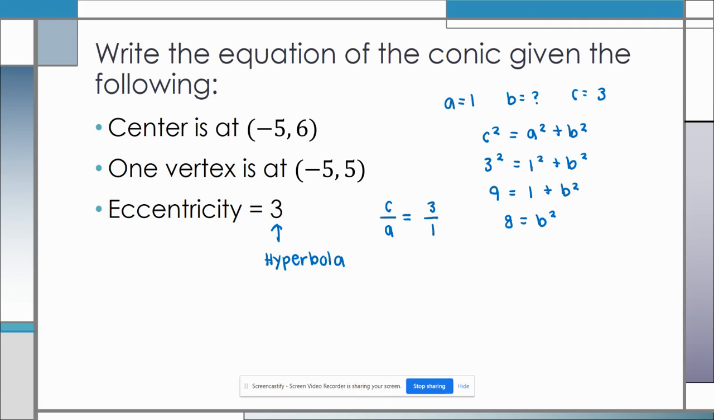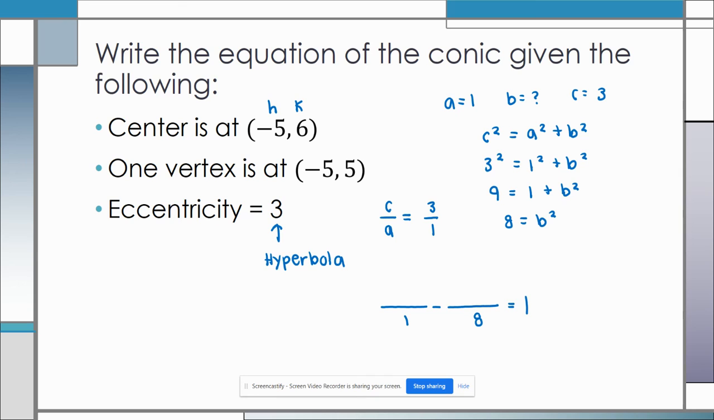I could take the square root and get b, but when I'm writing my hyperbola, I know that I want my squared term on the bottom, so I can just leave it as it is. Remember, when we're talking about a hyperbola, we're always going to put the a squared term first. And since a is 1, squaring 1, we get 1 on the bottom, and then b squared was 8, so that's our second denominator. Okay, so we know that we have a center, and so I know that I'm going to have a positive 5 with the x and a negative 6 with the y when I plug them into my equation. We just have to determine, when we have a hyperbola, is it going to be the x term first or is it going to be the y?